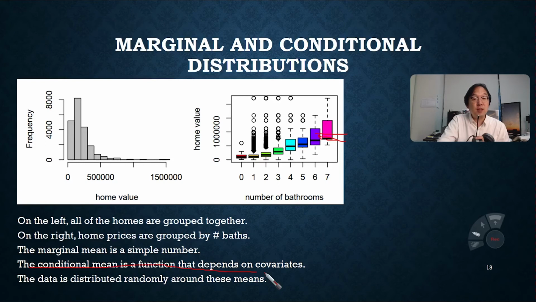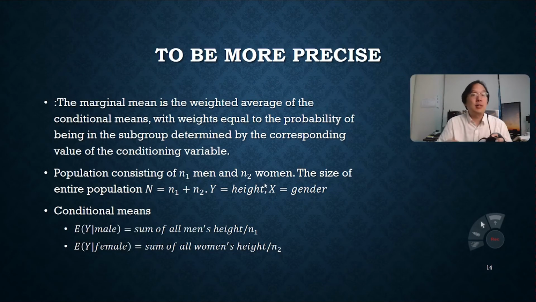Conditional mean is a function that depends on covariates, other variables, right? The data is distributed randomly around these means, right? So we need to have some kind of distinction between these two. Conditional means versus marginal means, okay? To be more precise, the marginal mean is the weighted average of the conditional means with weights equal to the probability of being in the subgroup determined by the corresponding value of the conditioning variable.